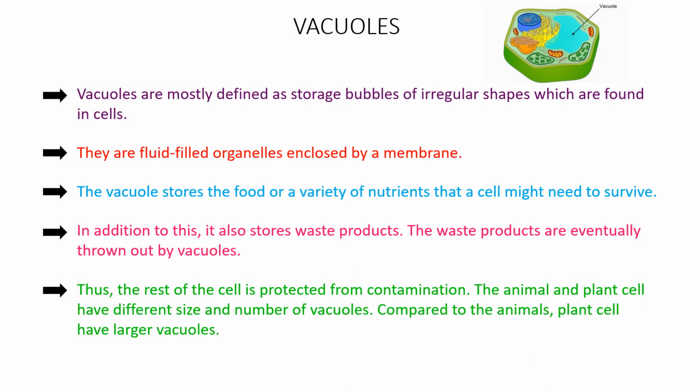Vacuoles. Vacuoles are mostly defined as storage bubbles of irregular shapes found in cells. They are fluid-filled organelles enclosed by a membrane. They store food or a variety of nutrients that a cell might need to survive. In addition, they store waste products, and these waste products are thrown out by vacuoles, so the rest of the cell is protected from contamination. Animal and plant cells have different sizes and numbers of vacuoles. Compared to animal cells, plant cells have larger vacuoles.